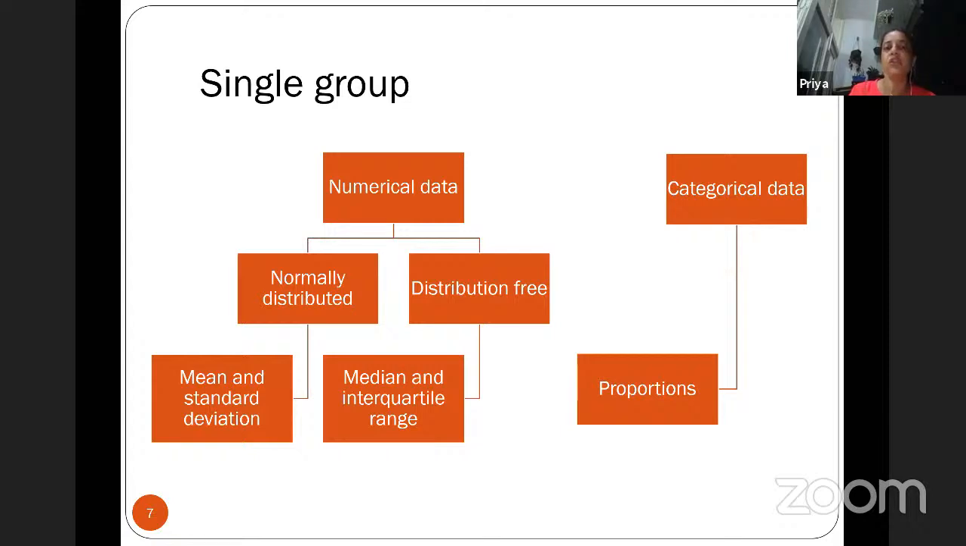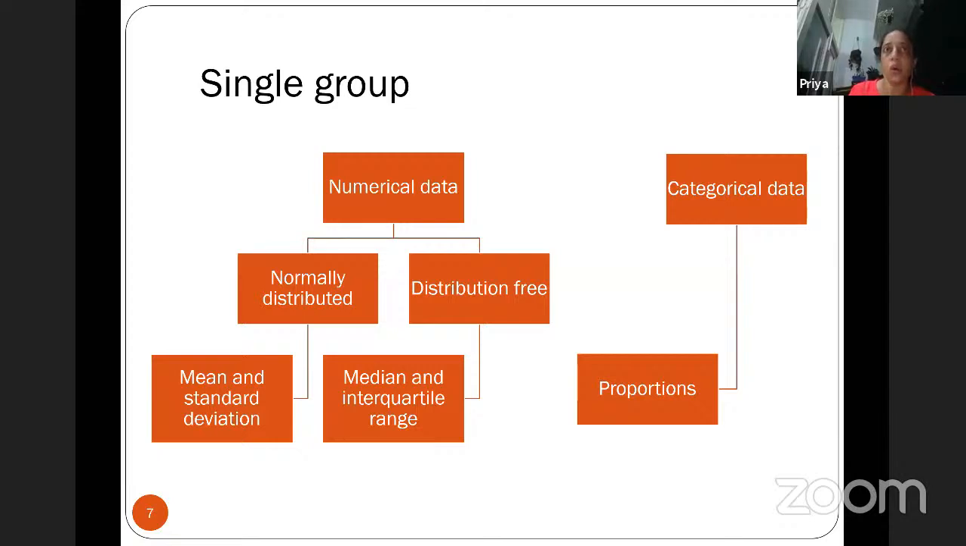So, if you have numerical data, a single group of people, and you have numerical data. Now, data is of two types. It could be normally distributed data and distribution-free data, which is skewed data. You would either talk about the mean and standard deviation, right? You would say the mean height of people in the group was 160 centimeter with a standard deviation of 10 centimeter. Or if the data is skewed, then you would say the median height was 160 centimeter with an interquartile range.